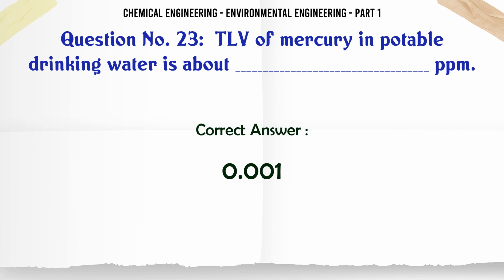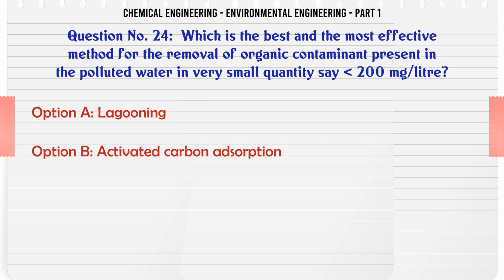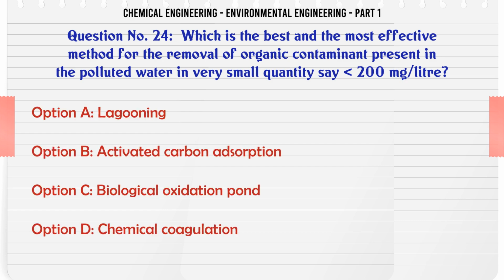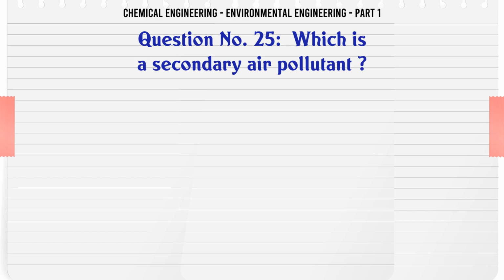Which is the best and the most effective method for the removal of organic contaminant present in the polluted water in very small quantity, say 200 mg per liter? A. lagooning, B. activated carbon adsorption, C. biological oxidation pond, D. chemical coagulation. The correct answer is activated carbon adsorption.